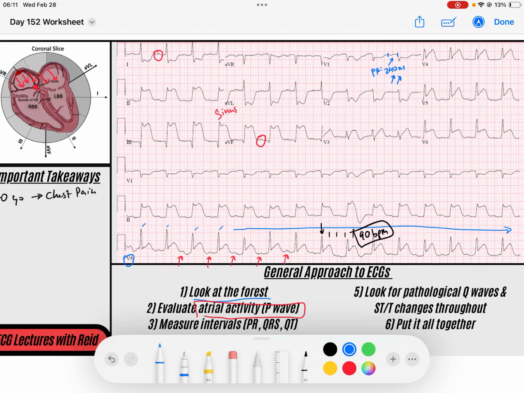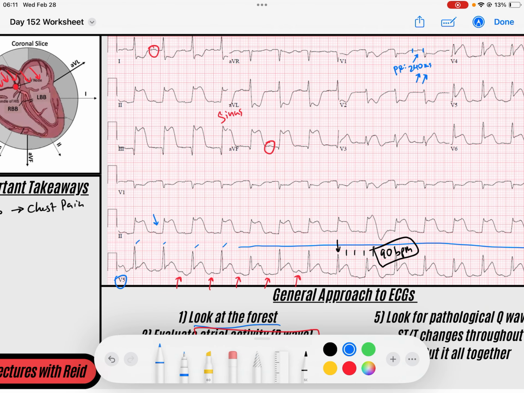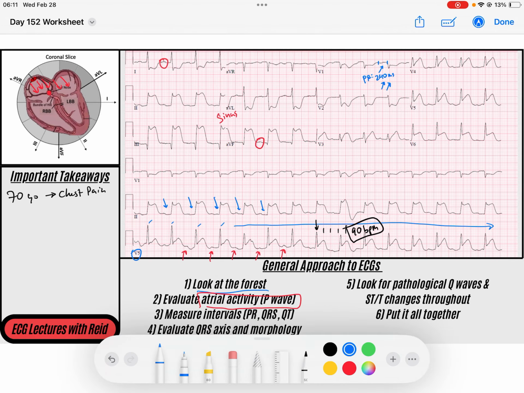But we do notice that if we scan through, the PR interval is fixed at 240 milliseconds, and every P wave has a QRS complex. So this tells me that the AV node is just a little bit slower than usual, and so this is a first degree AV block, right? Every P wave has a QRS, but it just takes a little bit longer to get there. So that's what we get.